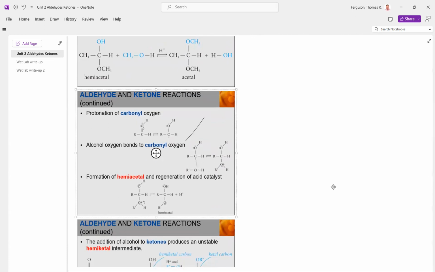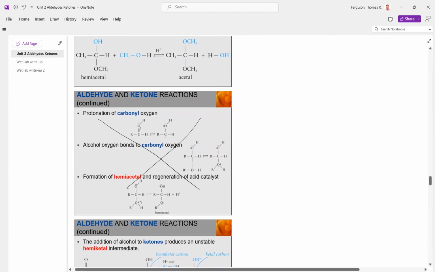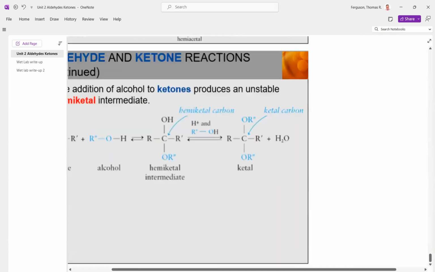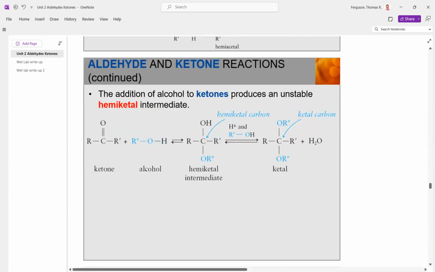Okay, now this is the mechanism, and we're not going to do mechanisms in here. So let's look at a ketone now. It's a very similar reaction. Instead of an aldehyde, it's a ketone. You have a ketone in the presence of an alcohol. What happens is you form an intermediate, hemiketal, and then that goes on to further react to a full-blown ketal. So again, we use the same rules. The OCO, number one. Number two, is there an OH present? Number three, is there an H present?